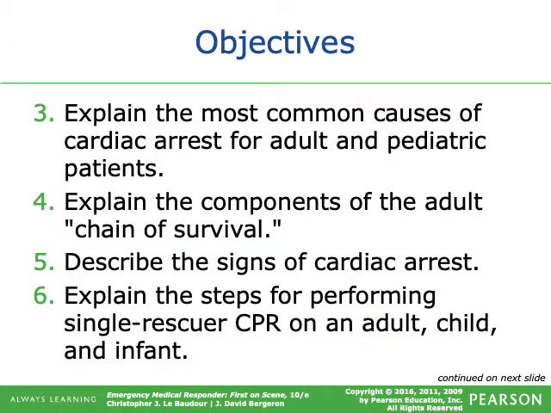Objective number 3, explain the most common causes of cardiac arrest for adult and pediatric patients. Number 4, explain the components of the adult chain of survival. Number 5, describe the signs of cardiac arrest. Number 6, explain the steps of performing single rescuer CPR on an adult, child, and infant.